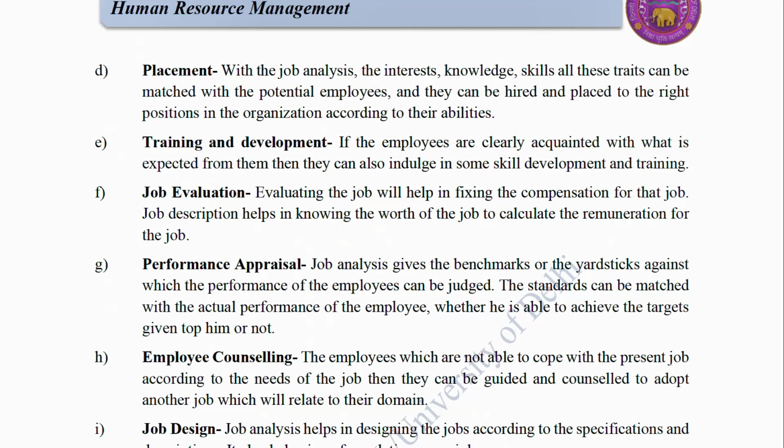Seventh, performance appraisal. Job analysis gives the benchmarks or the yardsticks against which the performance of the employees can be judged. The standards can be matched with the actual performance of the employee, whether he is able to achieve the targets given to him or not. Number 8, employee counseling. The employees who are not able to cope with the present job according to the needs of the job can be guided and counseled to adopt another job which will relate to their domain.